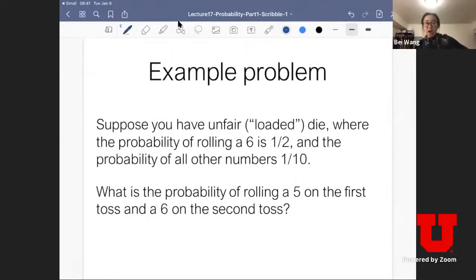Okay, so let's look at the last example problem. Again, you can pause the video and try to solve this on your own. So you have an unfair die, sometimes called a loaded die, where the probability of getting a 6 is higher than any other number. It has a 1/2 probability. And then the rest of the numbers, 1, 2, 3, 4, and 5, each has a probability of 1/10.